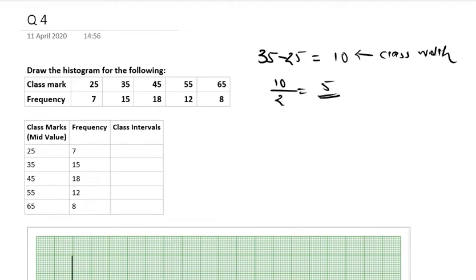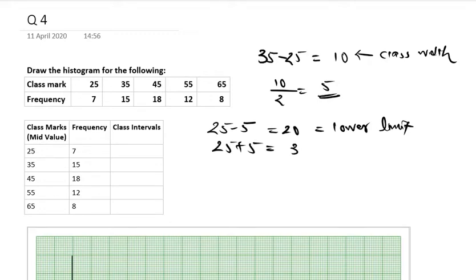So this 5 is a magic number. What we are going to do with this magic number? We are going to subtract the magic number from mid value and add it to the mid value. So when we subtract it from any mid value, we get the lower limit, right? And when we add it, 25 plus 5, we get the upper limit. So for every class interval you have to do the same calculation but orally.